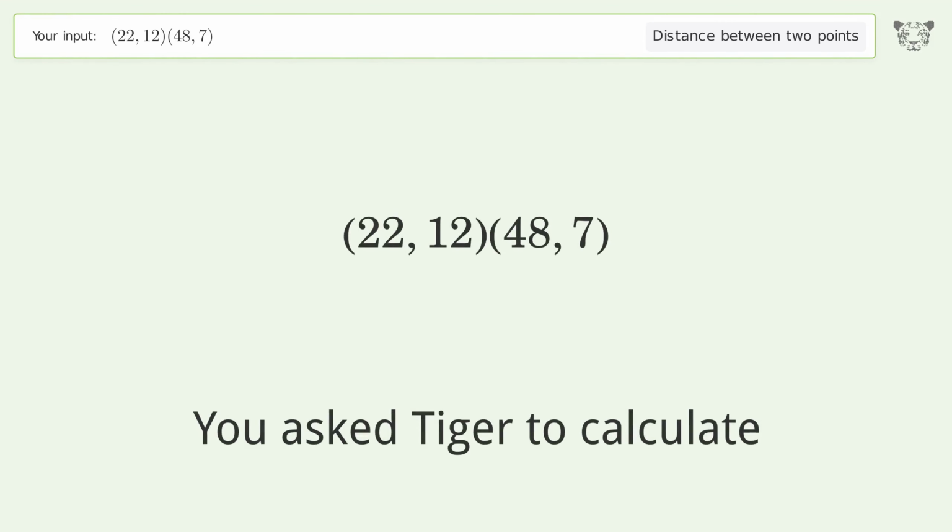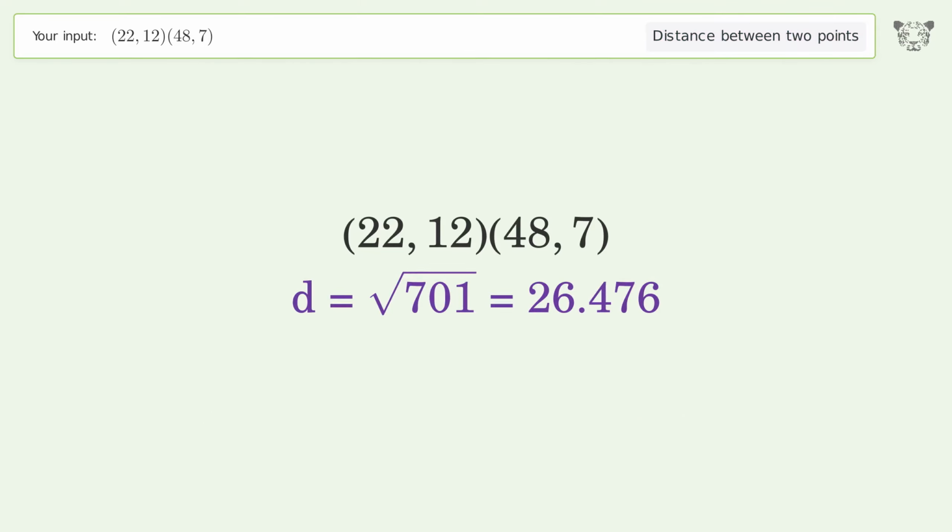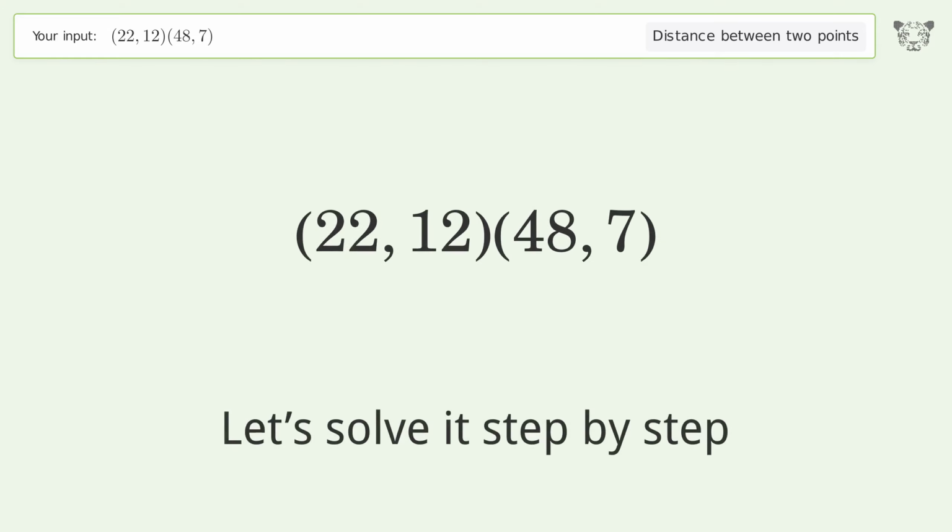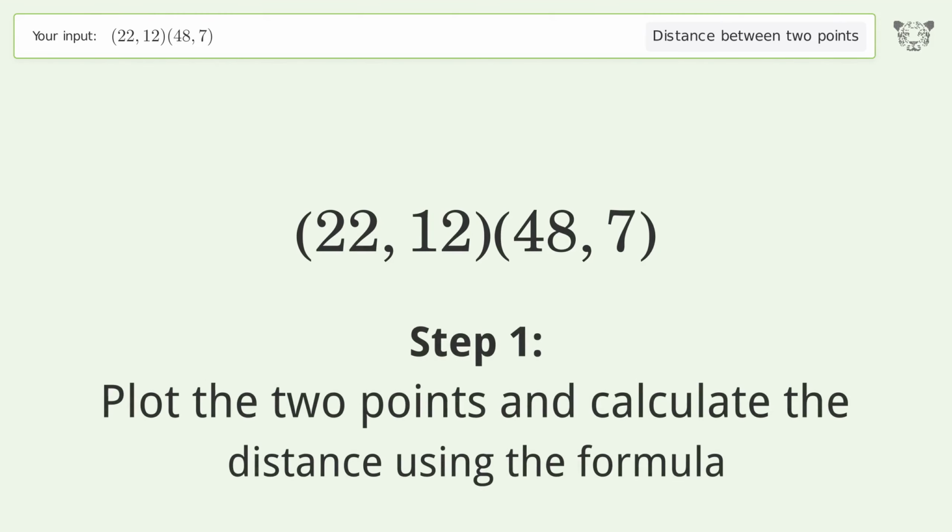You ask Tiger to calculate. This deals with the distance between 2 points. The distance between the 2 points is the square root of 701, or 26.476. Let's solve it step by step. Plot the 2 points and calculate the distance using the formula.